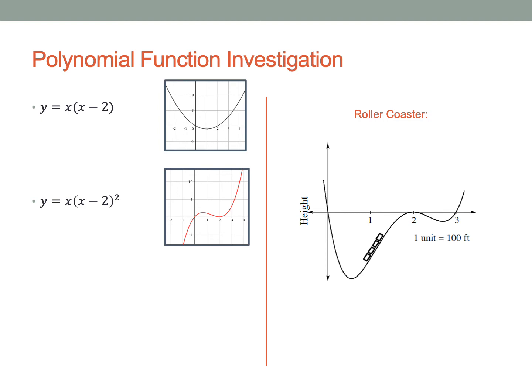So the parabola that we first graphed only had 1 turning point, and we need 3, right? And this one now has 2 turning points. So it's getting a little more like the roller coaster that we want. Let's look at this last graph and see if we can come up with a function for our roller coaster.